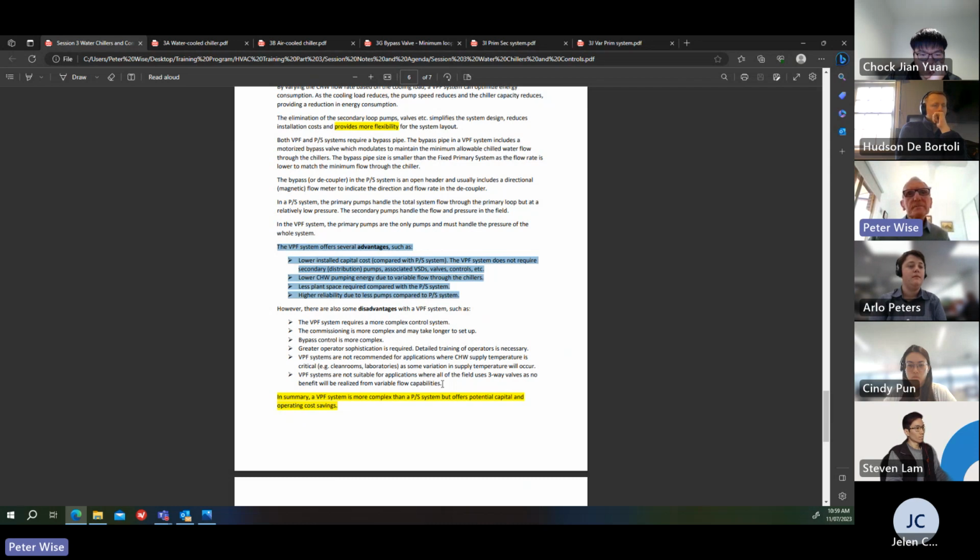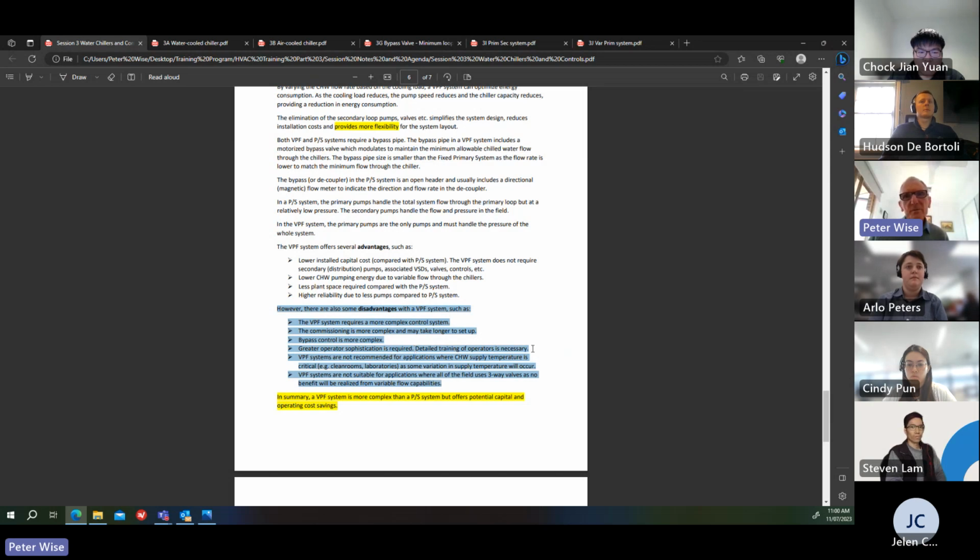Some of the disadvantages, and look, they are complicated. We have done them, and you just need to make sure that you're talking to the chiller suppliers and the control suppliers, and you all work together to make sure that you achieve all of the things you need to do to make it work. More complex control system, commissioning is more complex and will probably take longer to set up. Bypass control is more complex. You need greater sophistication from your operators. So your operators really need to be trained on how it works.